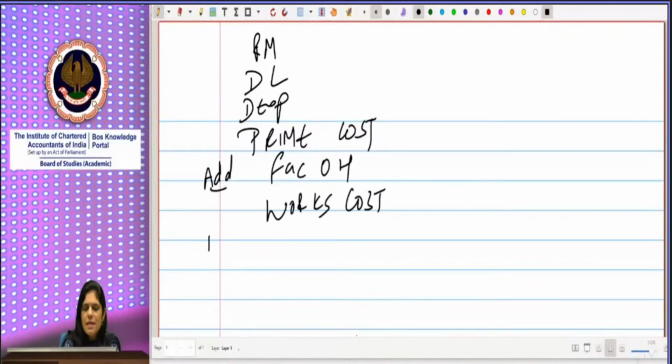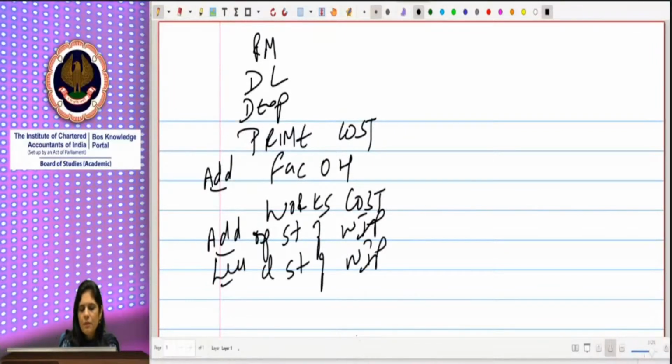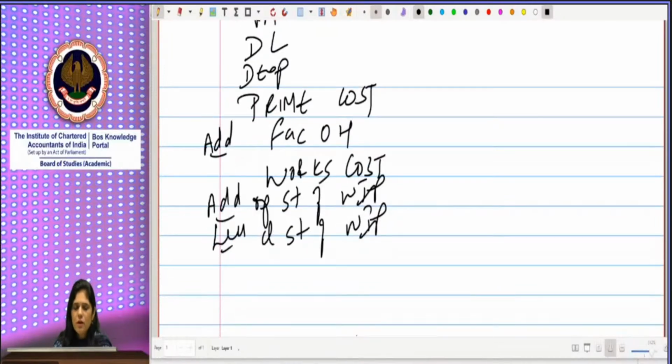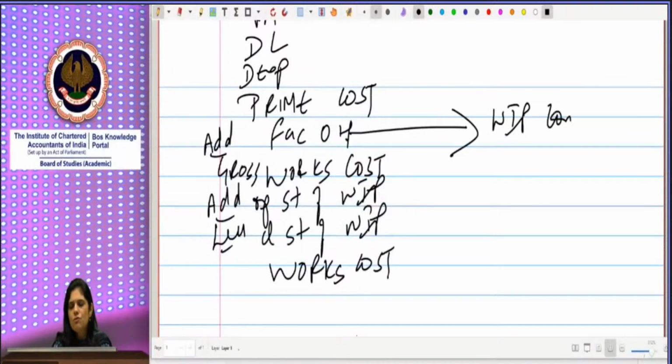Then at this stage, we add opening stock of WIP. Then we deduct closing stock of WIP. I assume you must have done the cost sheet by now. And then we get the works cost. So this is gross works cost, you can say, and this is the works cost. All right. So factory overheads go to WIP account. Clear? Factory overheads go to WIP control account because it is part of the production process.